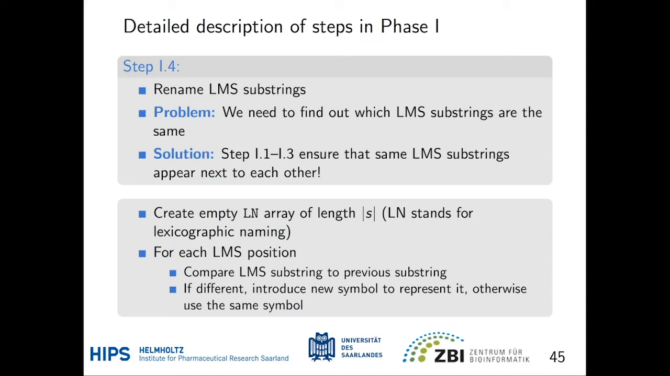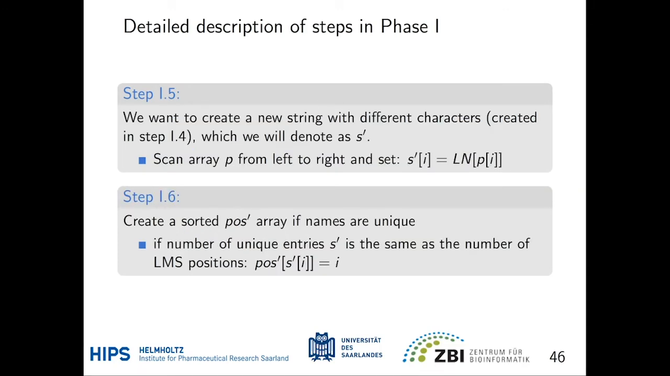and store new names for the LMS substrings in this array. So for each LMS position, we compare the LMS substring to its previous substring, and if they are different, we introduce a new symbol to represent it. Otherwise, we use the same symbol and store it in the array ln. Now we have renamed all LMS positions based on the ordering of the corresponding LMS substrings, and positions that correspond to identical substrings got the same name.